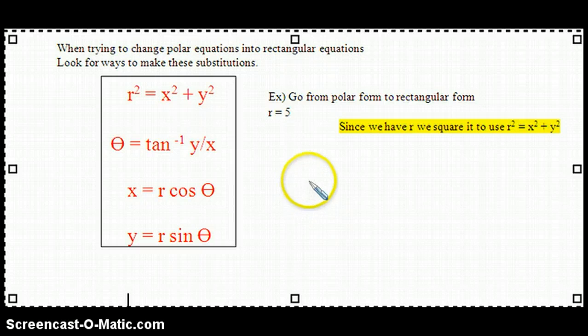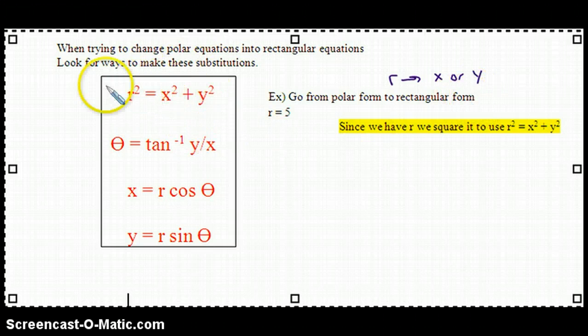Okay, for our next problem, we want to go from a polar form to a rectangular form of the equation. So I'm given the polar form because it has an r in it, and I want to go to the rectangular form of the equation. So that means what I'm going to have to do is figure out a way to get, in this case I have an r, I need to change an r into either an x or a y somehow, or a combination of both. It doesn't necessarily have to be just one x or one y.